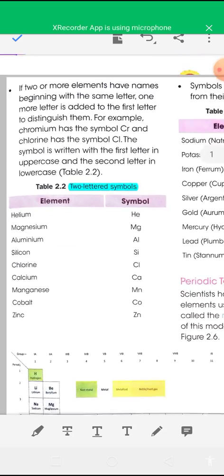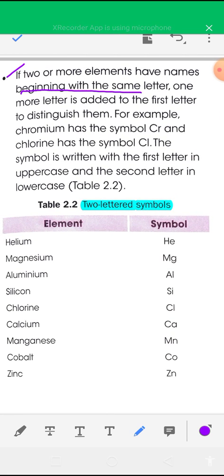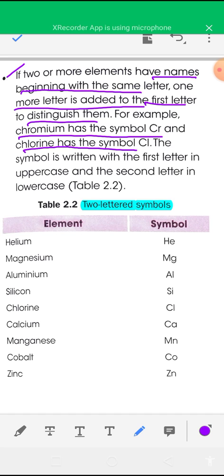Now the second rule: if two or more elements have names beginning with the same letter, one more letter is added to the first letter to distinguish them. For example, chromium has the symbol Cr and chlorine has the symbol Cl. The names of both chlorine and chromium start with C. To distinguish them, a two-letter symbol is used: for chromium you write Cr, for chlorine you write Cl, and for cobalt you write Co.